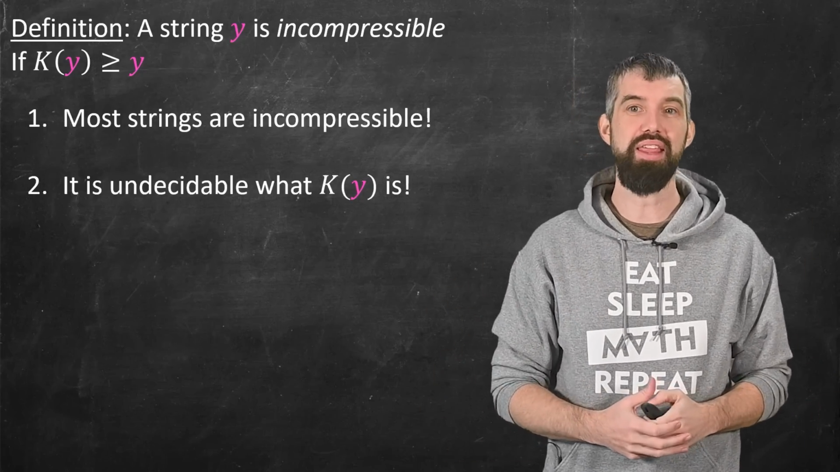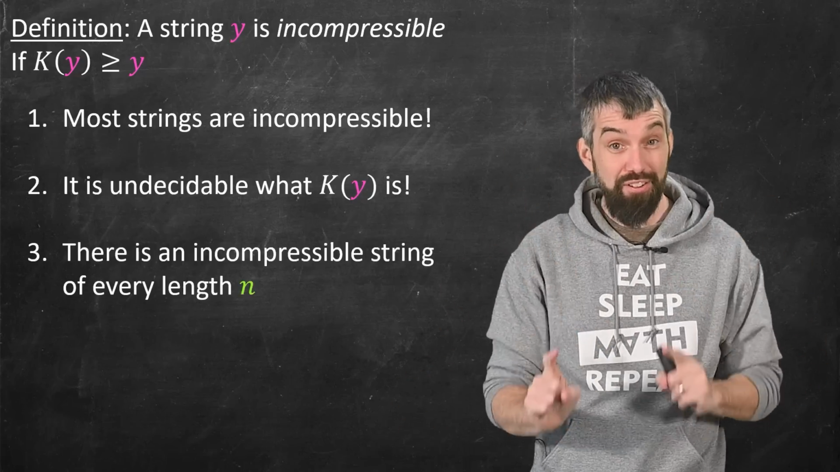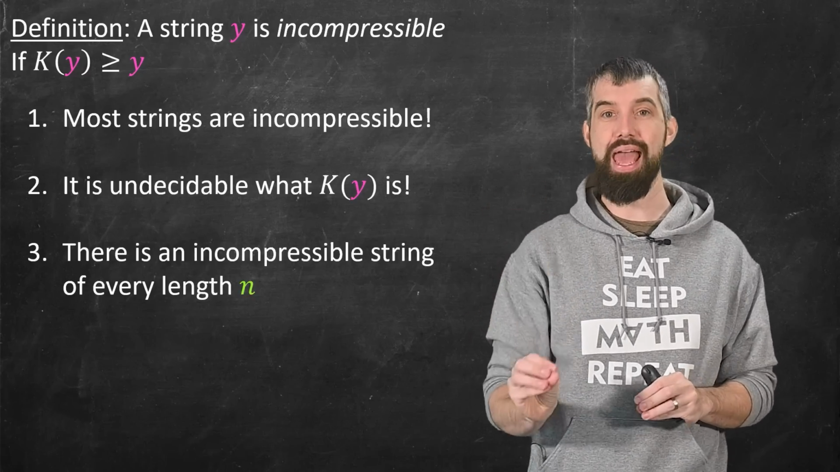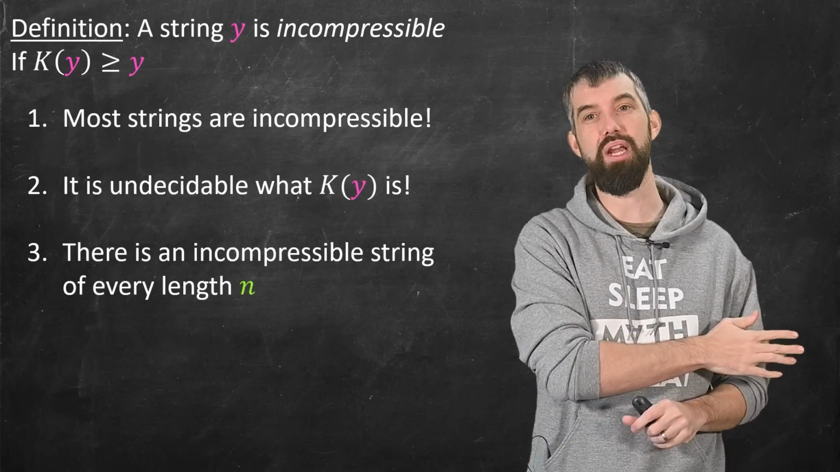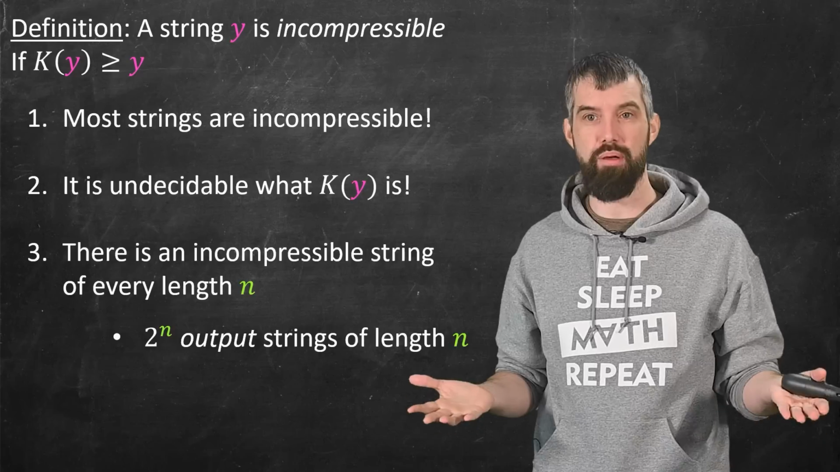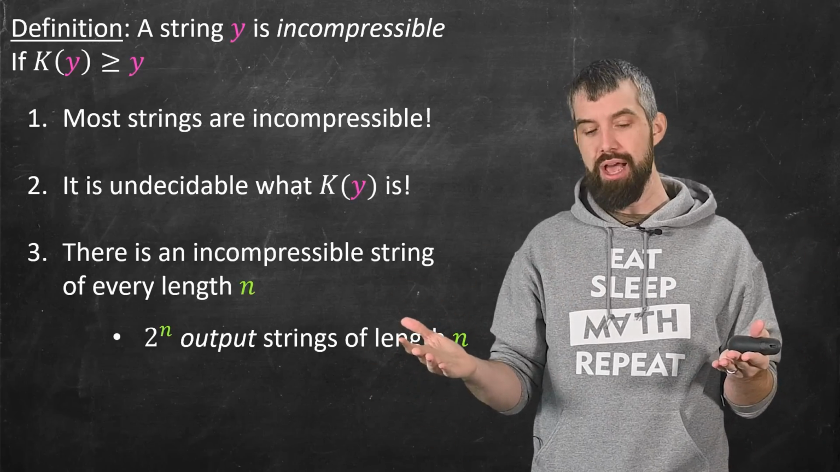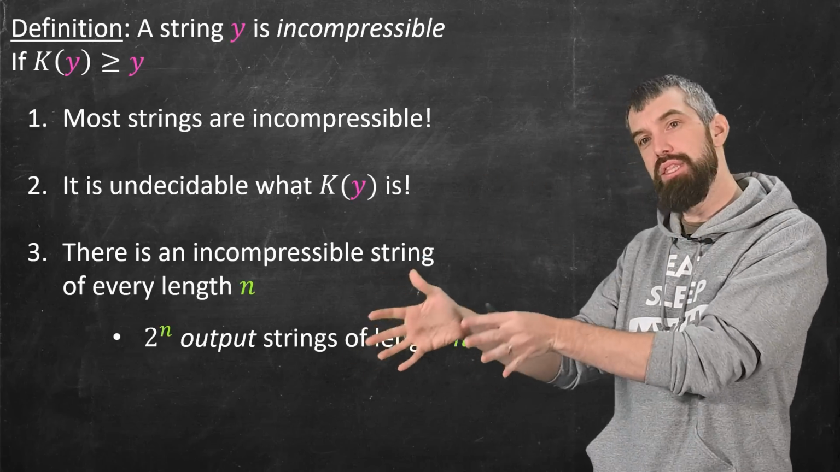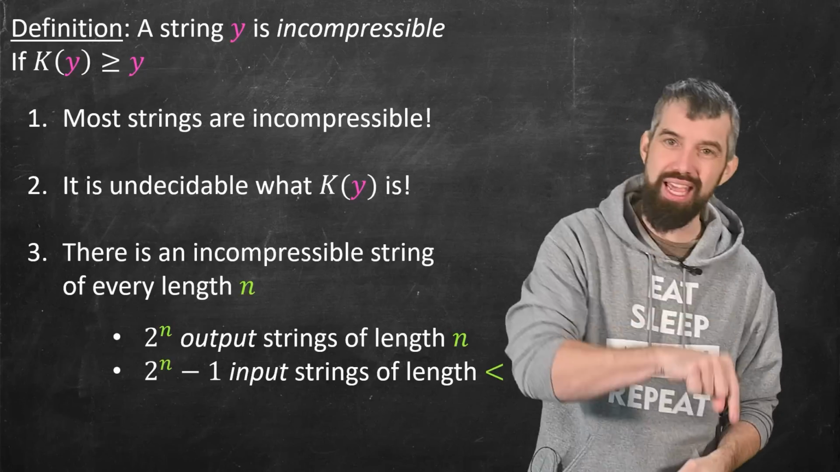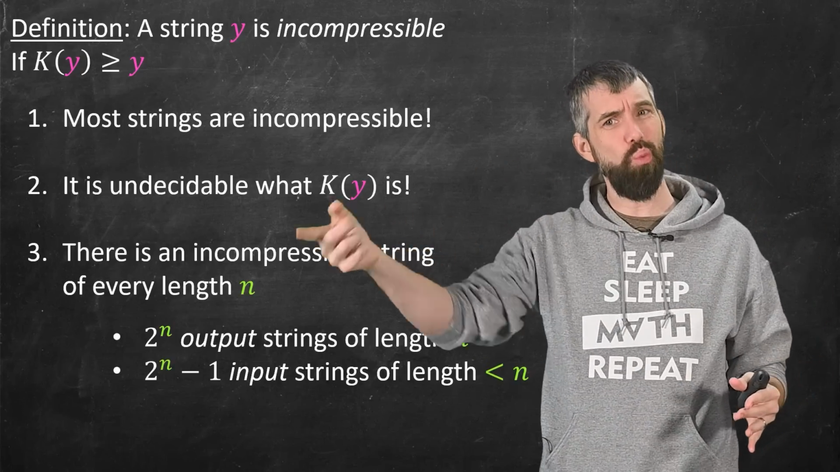And then third, I think it's kind of interesting, is that there's lots of incompressible strings out there, but specifically, there's an incompressible string for every possible length n. And this is going to be relevant in what we're going to do in a moment here. So basically, the argument for this is that if you want to think about strings of length n, well, there's 2 to the n of them. Right? In binary, there's 2 to the n possible strings of length n. Okay, so now you want to imagine that there's inputs that are leading to these outputs of length n. But let's look at all the possible inputs. The number of input strings which have a length less than n, there's only 2 to the n minus 1 of those.